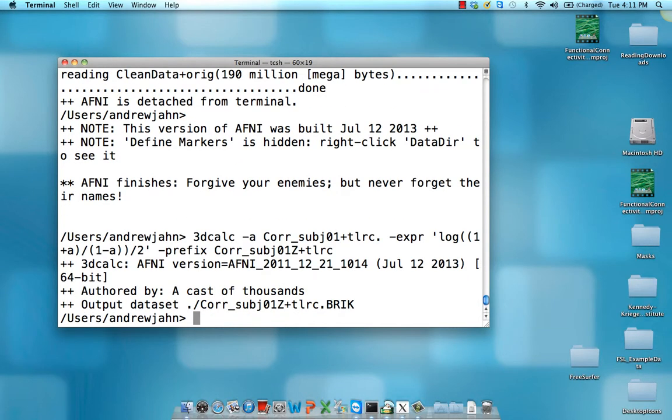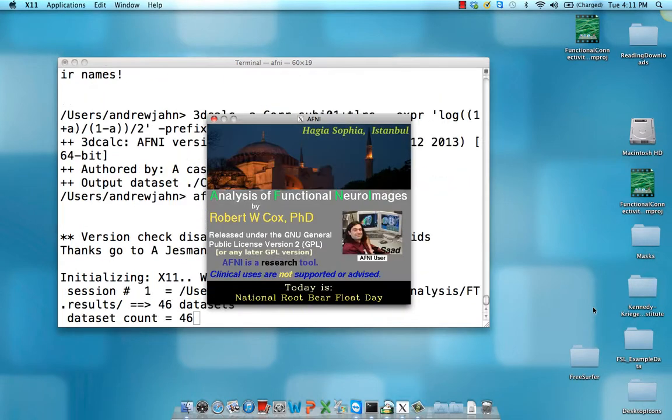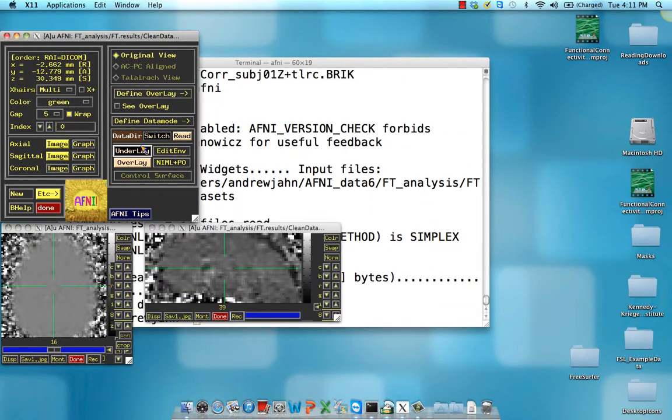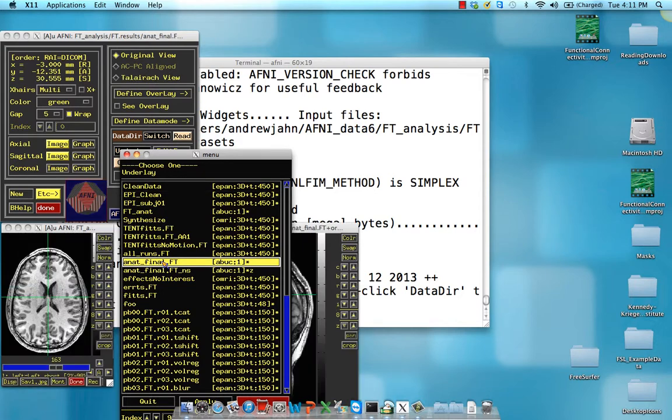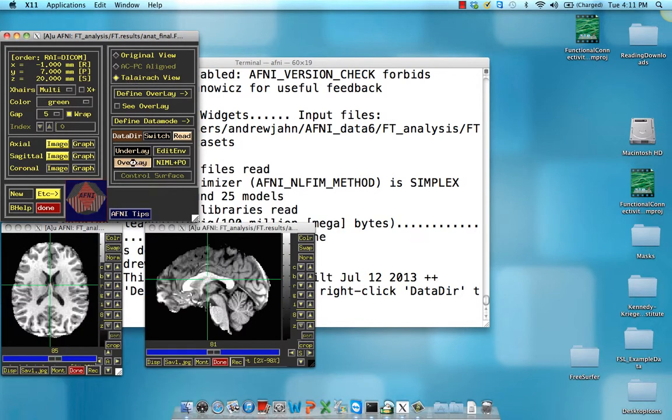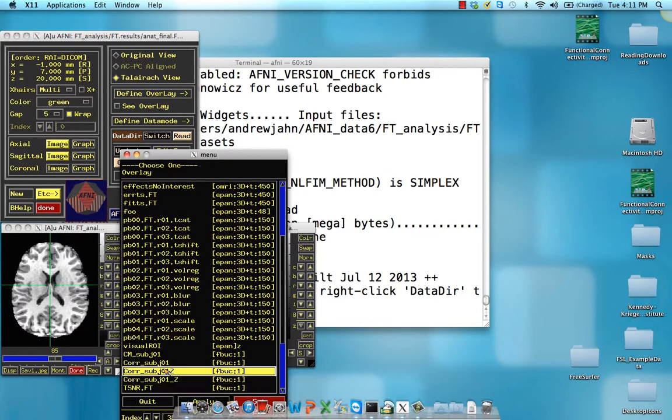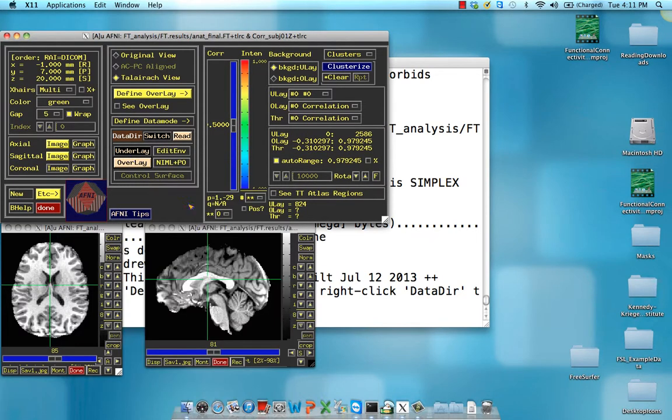There we go. And now that we have that, let's take a look at what this looks like. For the underlay, let's set it to our anatomical and make sure it's in Talairach view. For the overlay, let's look at this subject z map that we just generated. Make sure overlay is on, and let's drop this slider back down to about 0.3, like we had before.